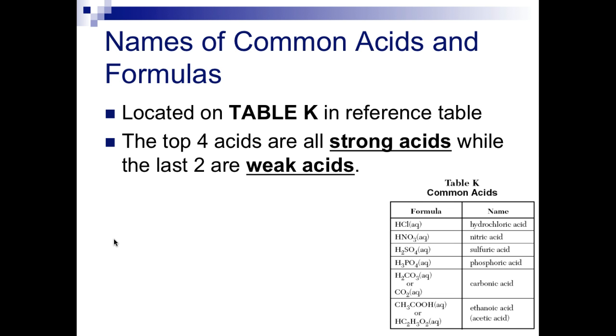So names of common acids and formulas. They are located in table K of your reference packet, and the top 4 acids are strong acids while the last 2 are weak. So hydrochloric acid, nitric acid, sulfuric acid, and phosphoric acid are all strong acids. We're going to explain what that means in a little bit. The bottom 2 are weak acids.